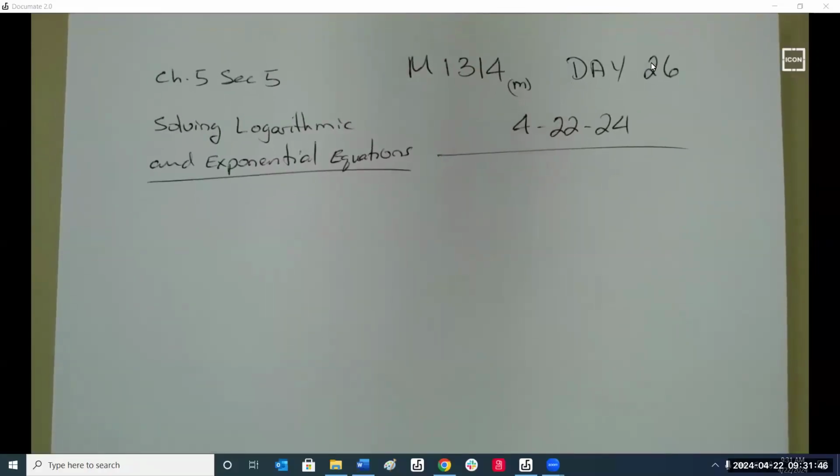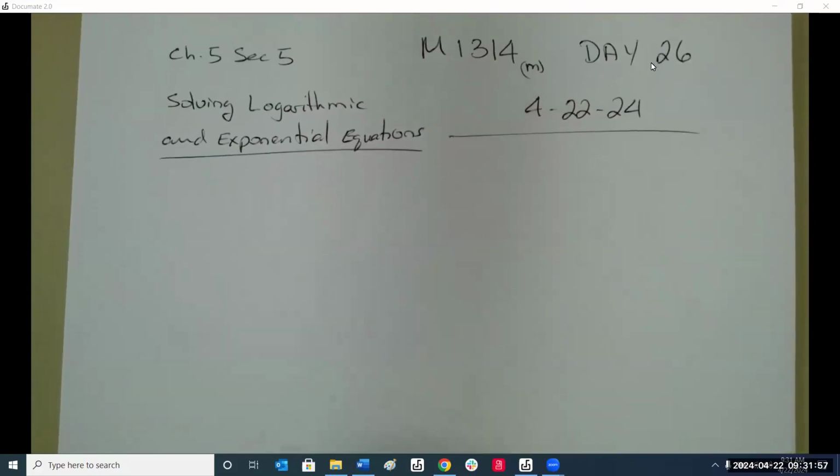All right, we're going to finish up chapter 5, and if we have time, finish up 6 also. Well, 6 only has 2 sections, and they're both the same stuff. So in chapter 5, section 5, we're going to solve logarithmic and exponential equations.